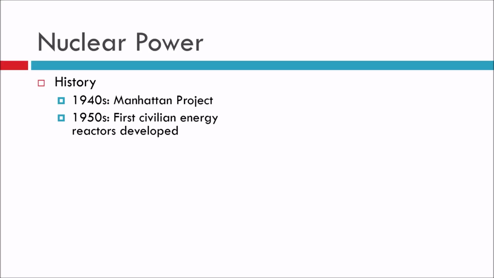The first civilian energy reactors were developed in the 1950s, and there's an important distinction between the nuclear weapons that were developed in the 1940s and these civilian energy reactors. They both use uranium, although one of the bombs in the Manhattan Project did use plutonium. The splitting of the atom produces energy, and the reactors use nuclear power in that sense in the same way. But there's a fairly distinct firewall between a nuclear power reactor, a civilian power reactor, and a nuclear weapon.